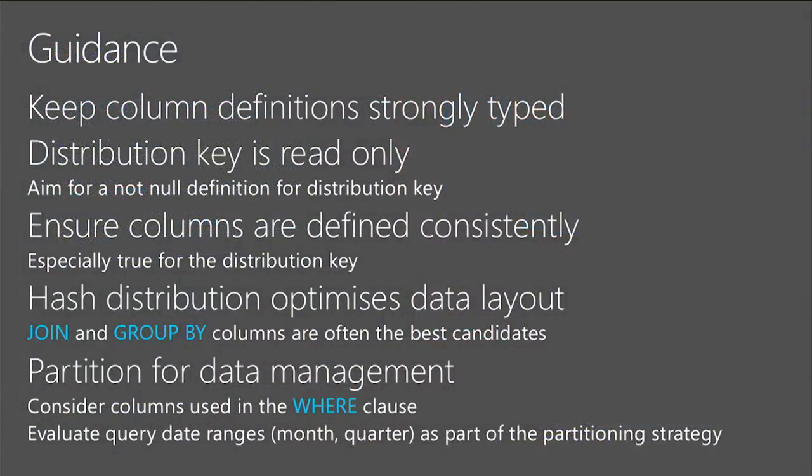So just to wrap up this section with some overarching guidance, the most important thing is to keep the column definition strongly typed. That's going to make sure that your buffer density is nice and high, and that your data is co-located when it comes to the distribution key. Now, the distribution key is read-only. So you want to make sure that that is a static value, i.e. you're not going to want to try and update that. And also aim for a not nullable column is my advice to you. Okay. Now, those columns that you use for the distribution key, make sure those are defined consistently.